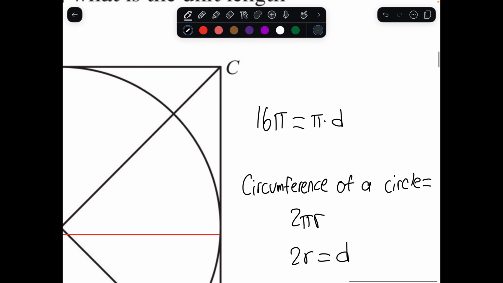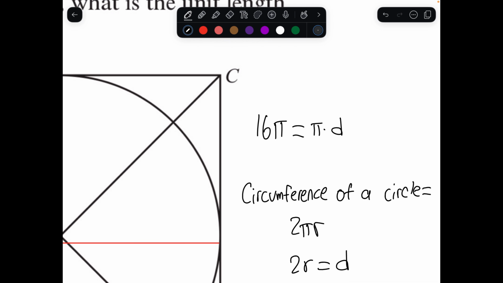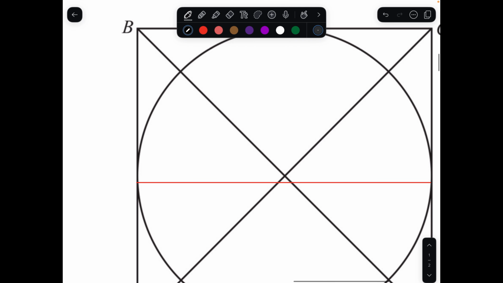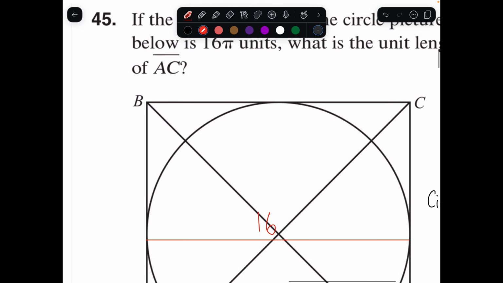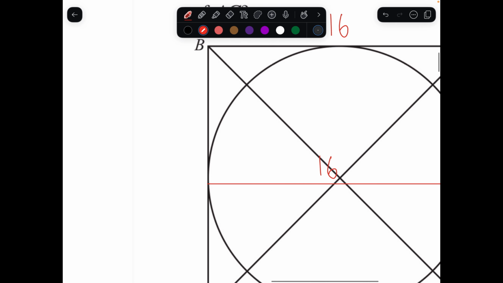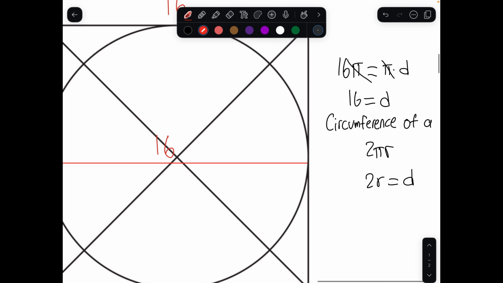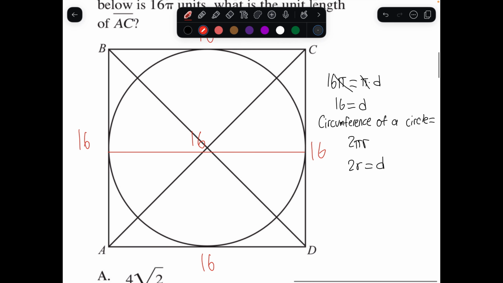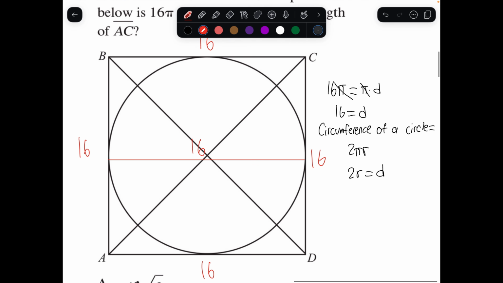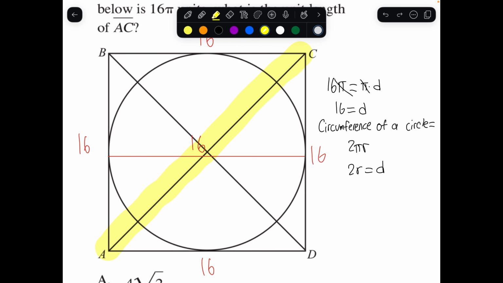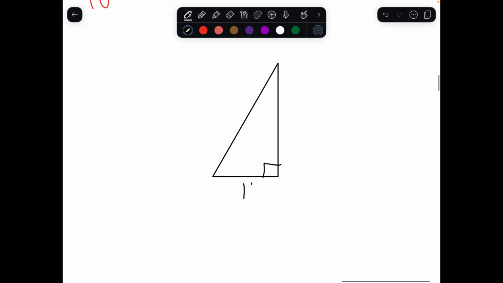So 16 pi equals pi times d. We can solve for d, right? Because the pi's cancel out, so 16 equals d. So that means the diameter of the circle is 16, so the side length of the square is also 16. Right? And now we can just solve for AC, because remember, a square can be broken down into 2 equal triangles, right? We'll focus on this one. So this is 16, this is 16. This is our legs of the triangle, right?